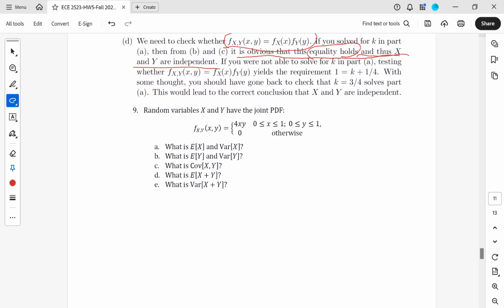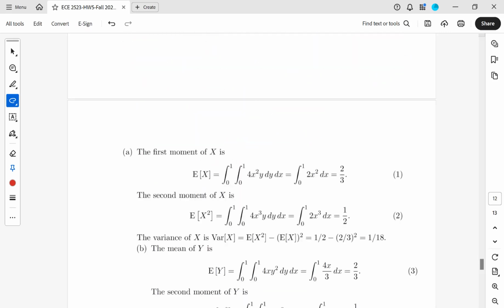Problem number 9 also had the same kind of approach. Oh, it's different, but yeah, sorry. We had the joint PDF of X and Y. Now it asks you to calculate other information about X and Y: the expected value of X, variance of X, expected value of Y, and variance of Y. I'm grouping these parts together because they are similar.